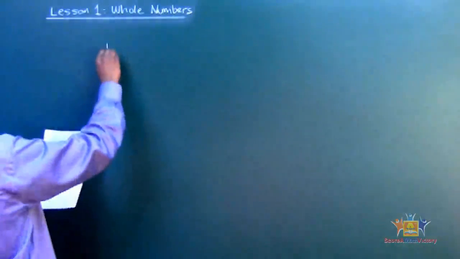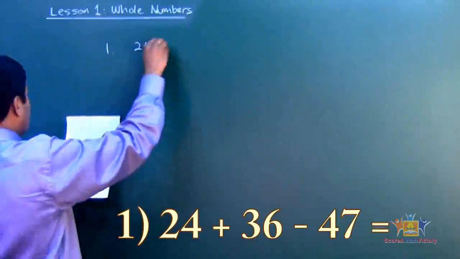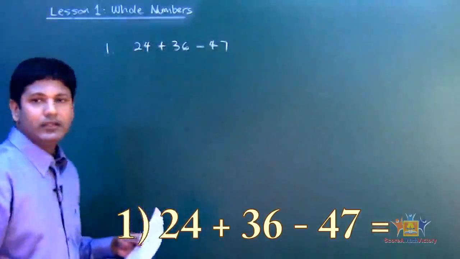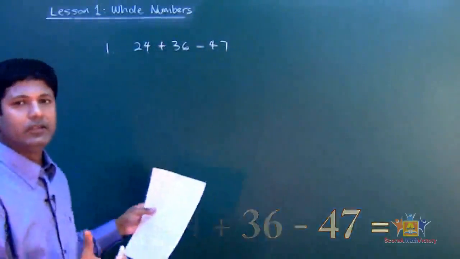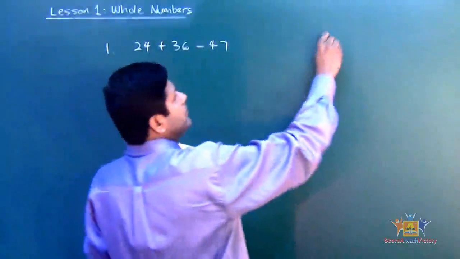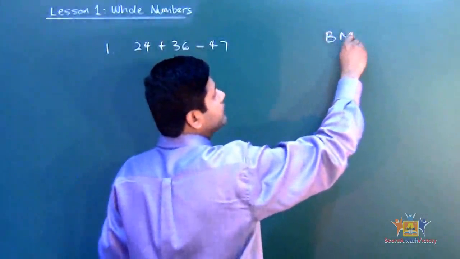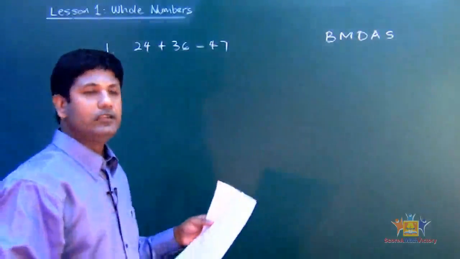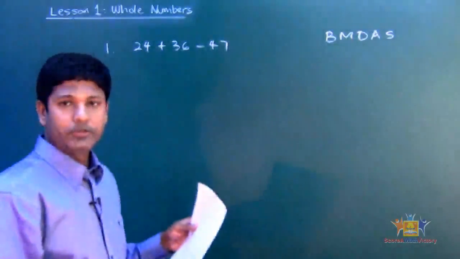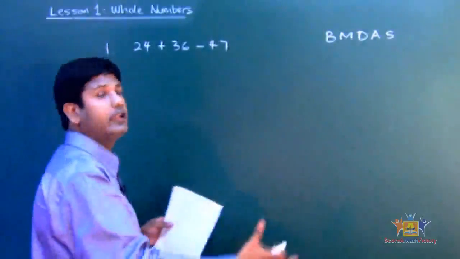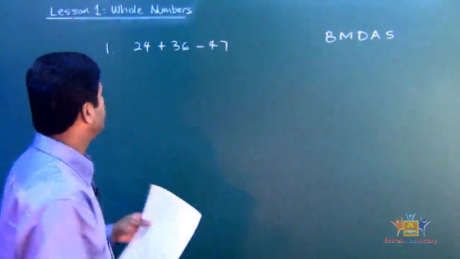Okay. All right. The first question gives us 24 plus 36 minus 47. All right. So now, when you have a problem like this, what should you do? Just write down the rules, which is what? Best mathematics developed at Score A, right there. Okay? So then use that principle, use those rules and apply that to the problem. Alright? So what does it say?